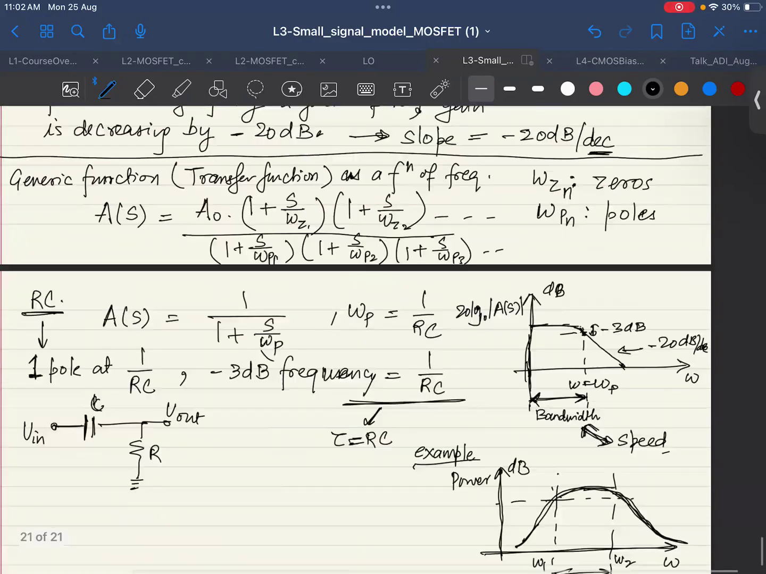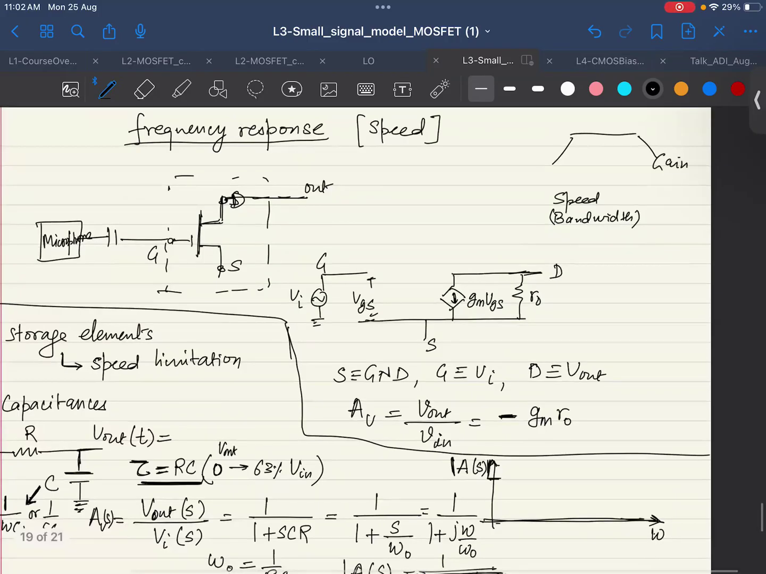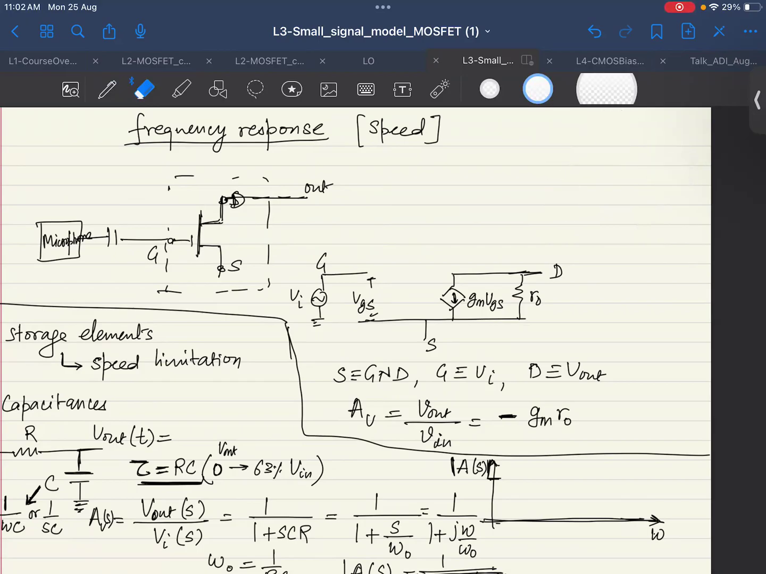But now if I come back to my MOS, which is what I'm going to use, the question is, do we have capacitances here also? Because only then would I have a limitation in the speed. Otherwise, there is no limitation in the speed, right? That is, I think, understandable. So then, if there are capacitances, where would these capacitances come from in a MOSFET, right?